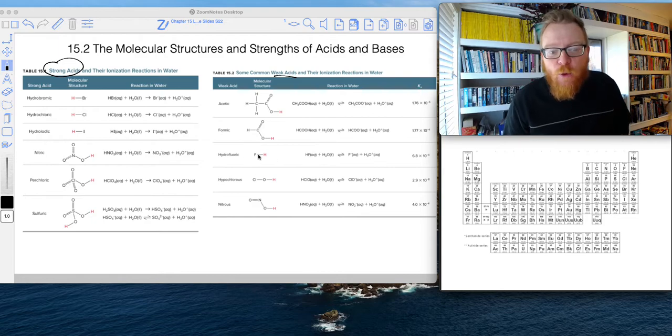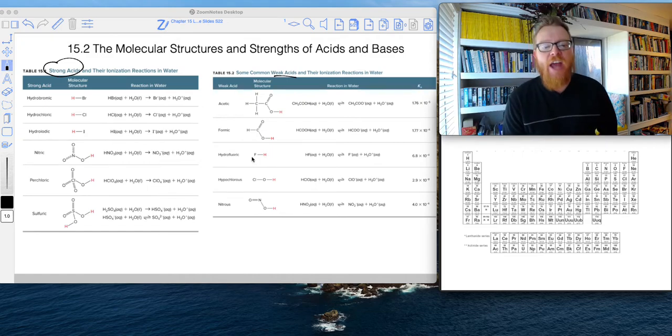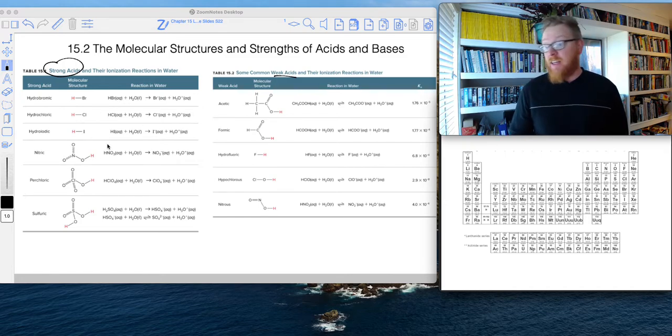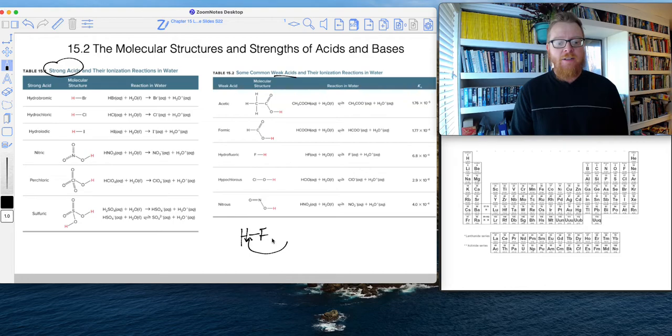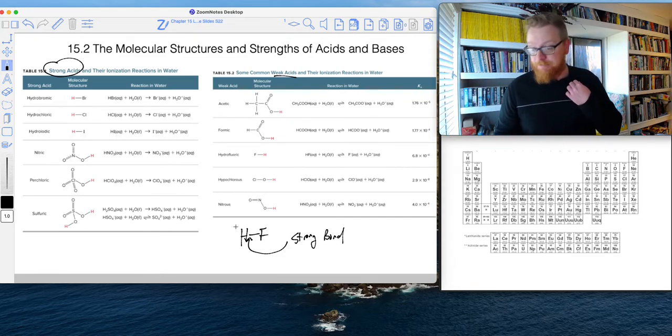But you can see that fluorine is a weak acid. So why is it that HF is a weak acid, but HBr, HCl, and HI are strong acids? Well, it's all about its dissociation into hydrogen, okay? So for example, this HF bond, so I'll write strong bond. That's a really strong bond because fluorine is so electronegative. So it doesn't want to dissociate because of how strong that bond is, okay?